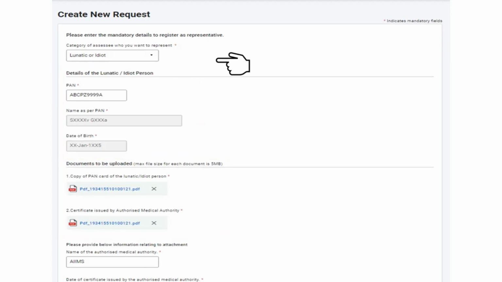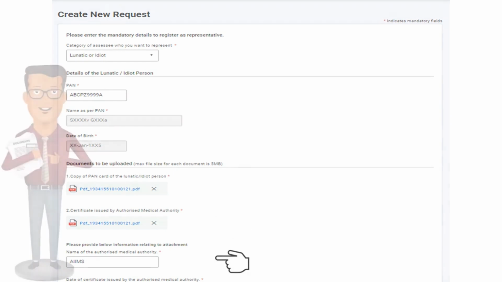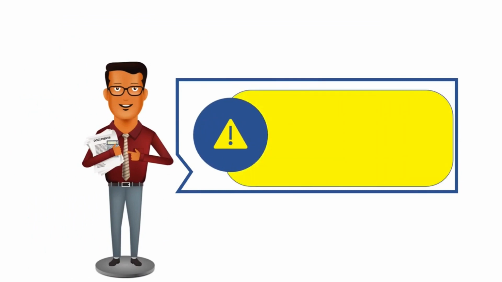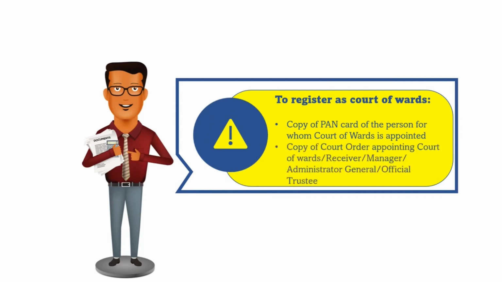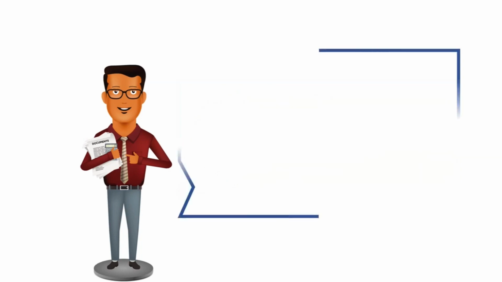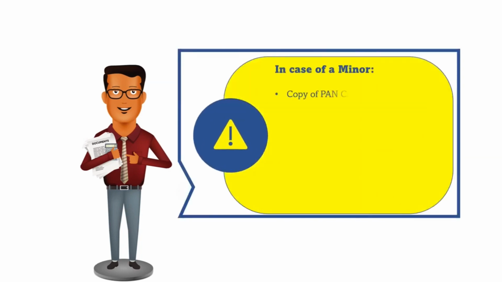For example, if you want to register as an authorized representative of a lunatic or an idiot or a mentally incapacitated person, you are required to attach a copy of PAN card of such person along with a certificate issued by the authorized medical authority. Similarly, if you want to register as Court of Wards, then you are required to provide a copy of PAN card of the person for whom Court of Wards is appointed, along with a copy of court order appointing Court of Wards. If you want to register as an authorized representative of a minor, you are required to attach a copy of PAN card of minor along with proof of guardianship.